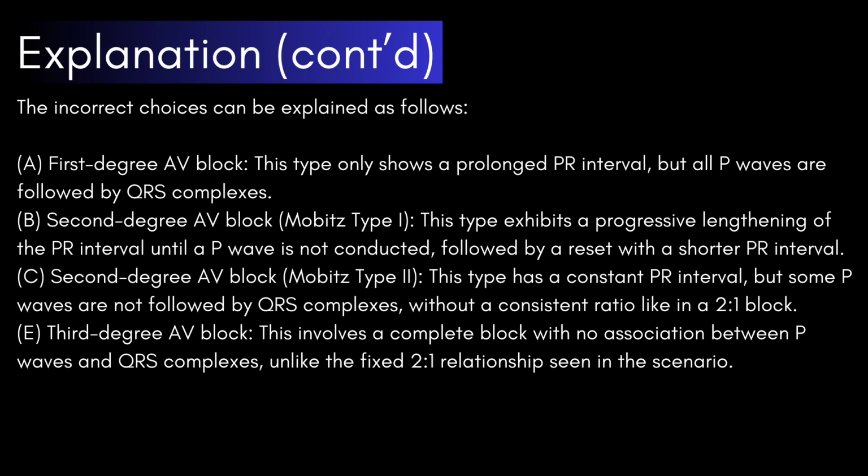C, second degree AV block, Mobitz type 2. This type has a constant PR interval, but some P waves are not followed by QRS complexes without a consistent ratio like in a 2:1 block. E, third degree AV block. This involves a complete block with no association between P waves and QRS complexes, unlike the fixed 2:1 relationship seen in the scenario. All right, now that we have covered this question, let's move on to look at the next question.